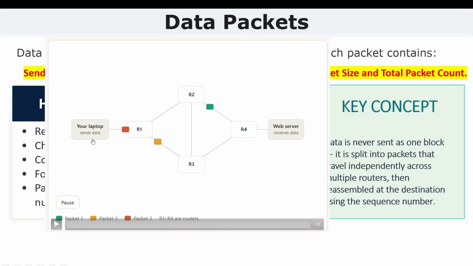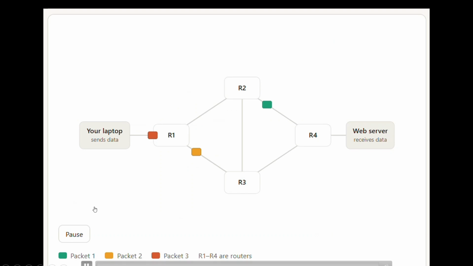Now, if you look at this computer here, it is going to send data, but that data will be broken down into various packets. So packet 1, 2, 3, and they're going to go through different routers 1 to 4 in order to get to the web server. So if I send data from this guy here, it goes in data packets and gets to the web server. All right, so basically that is all there is to data packets.